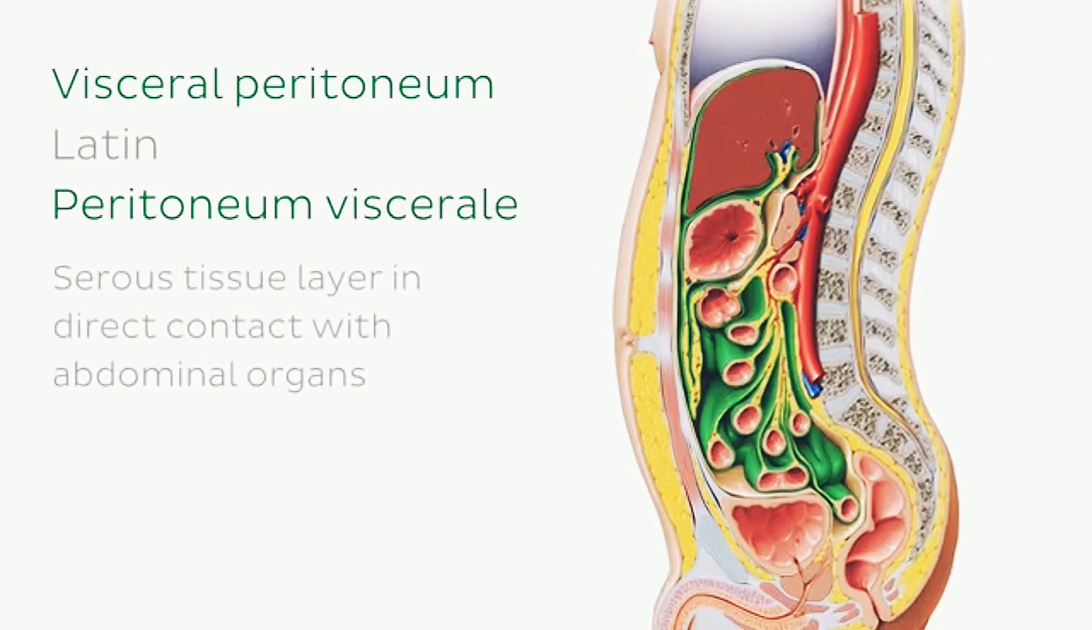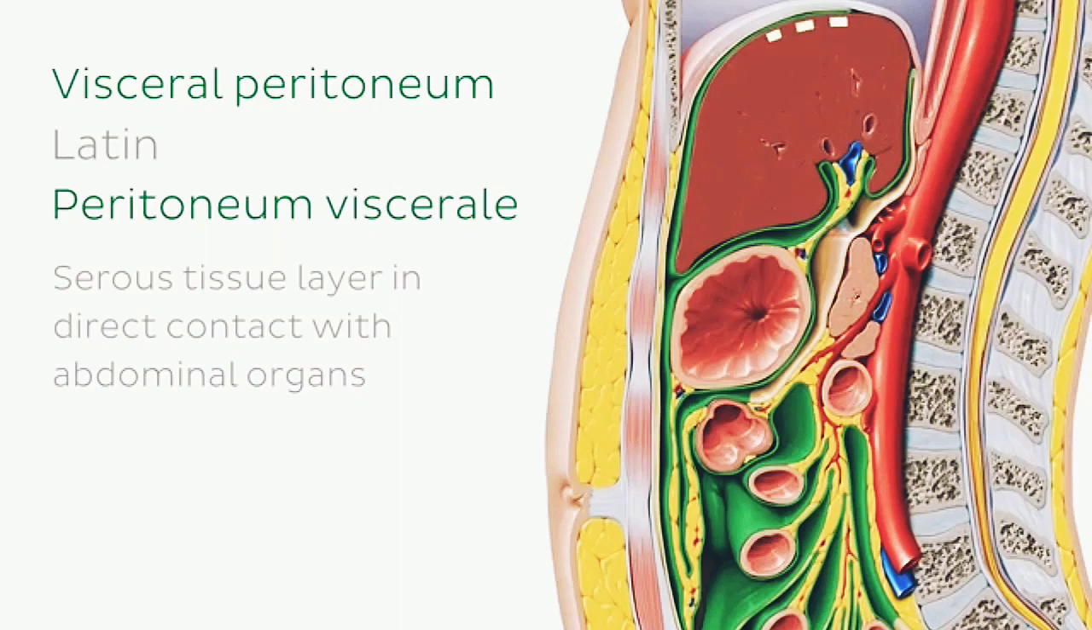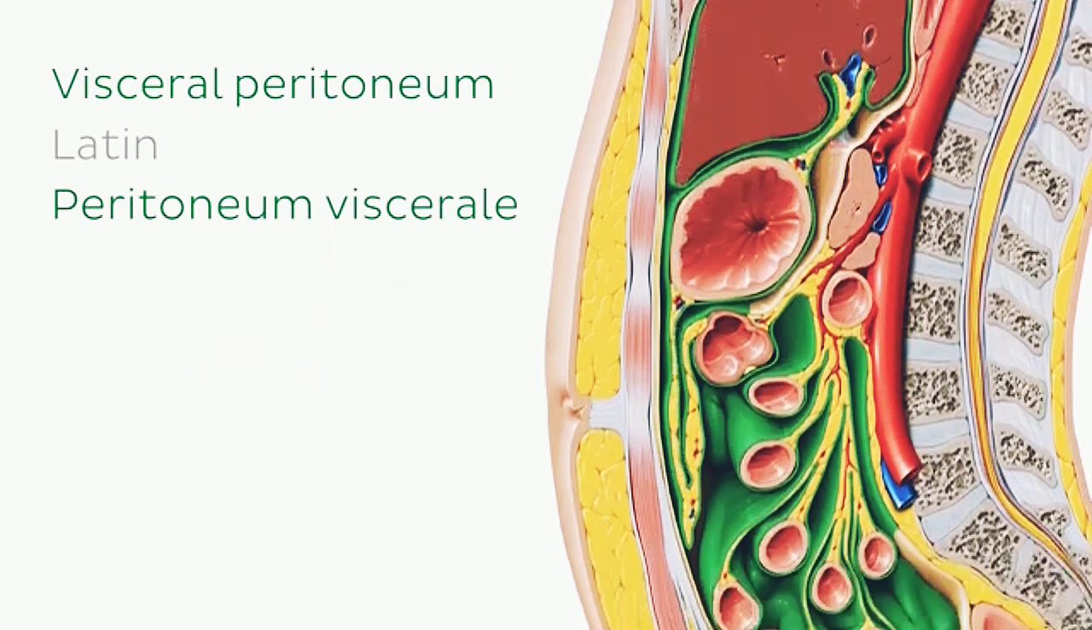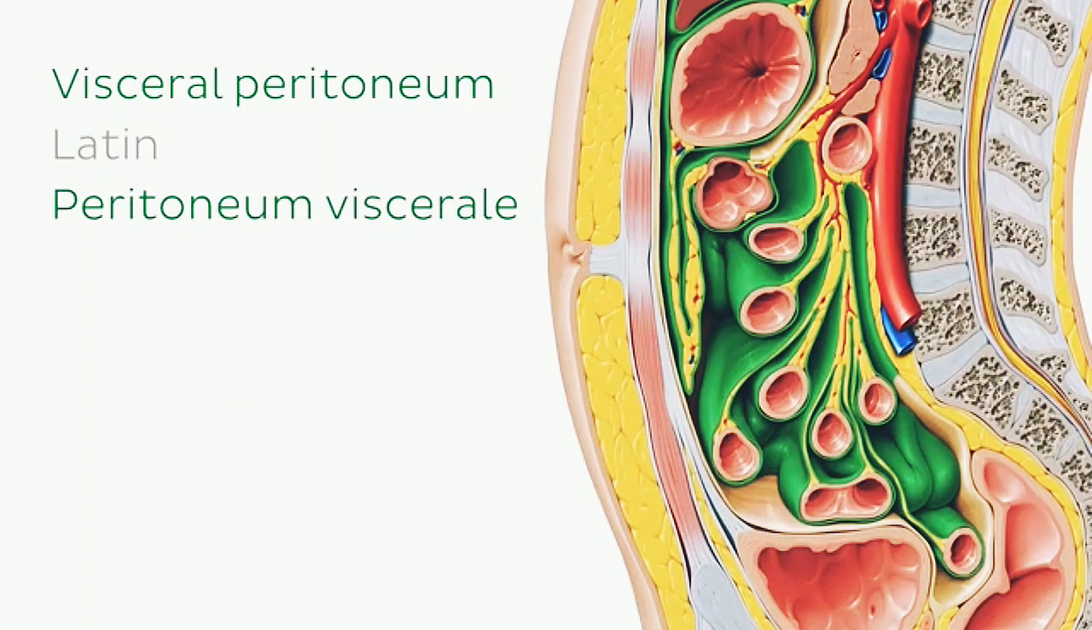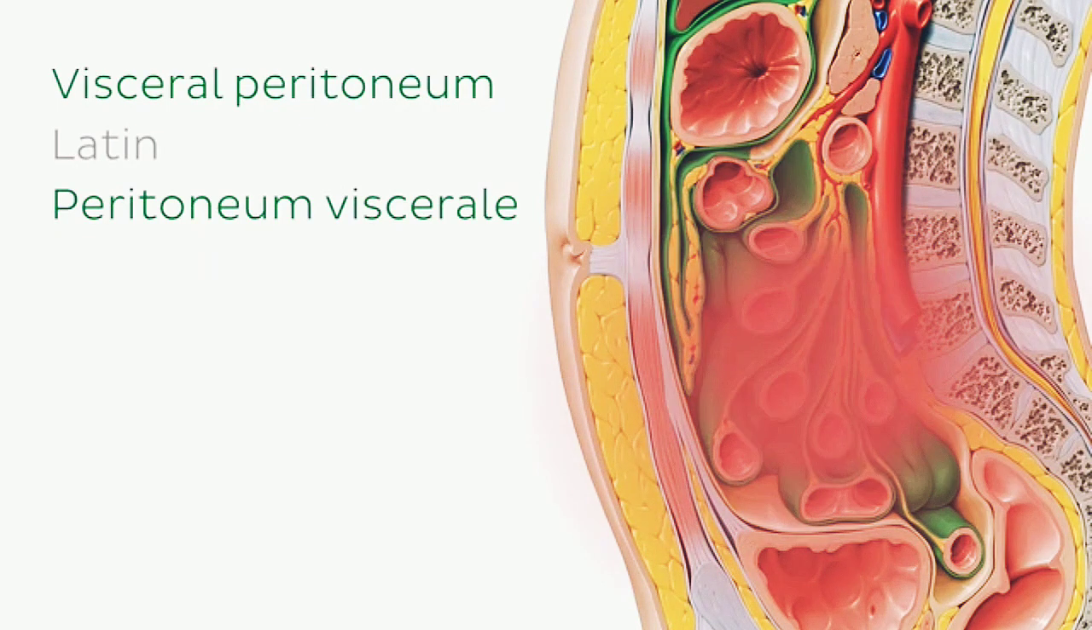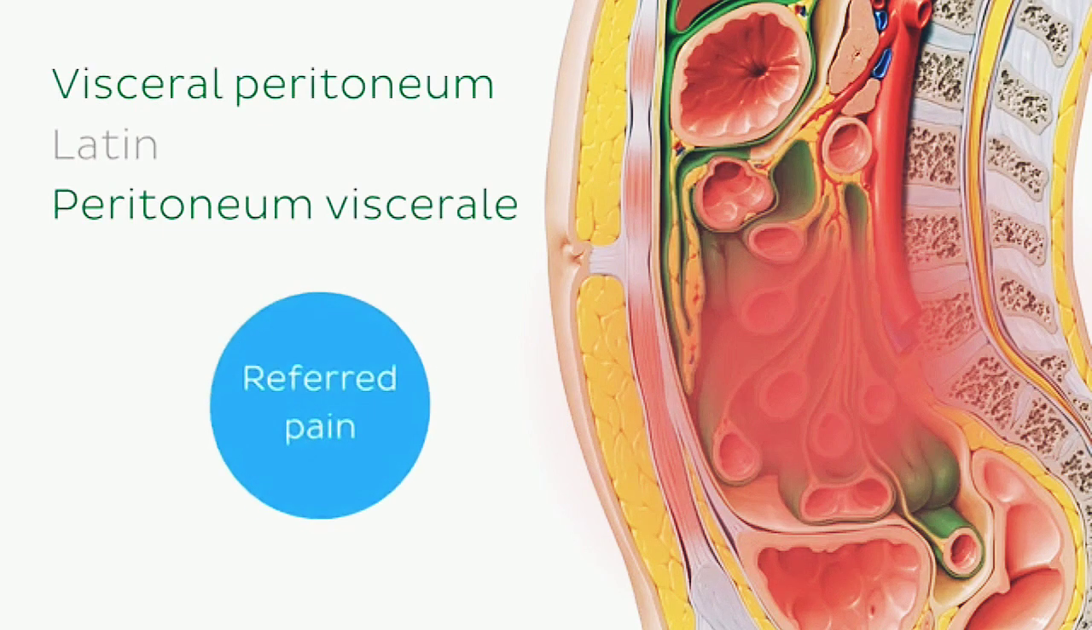This is also a serous tissue layer that is in direct contact with the abdominal organs. We can see it here around the liver, and we can also see a part of the gastrointestinal tract. The movement of food through the stomach and the intestines causes those organs to stretch, and the visceral peritoneum is sensitive to this stretching. However, painful stretching of the visceral peritoneum is not very well localized. Pain signals here that are felt elsewhere in the body are called referred pain.